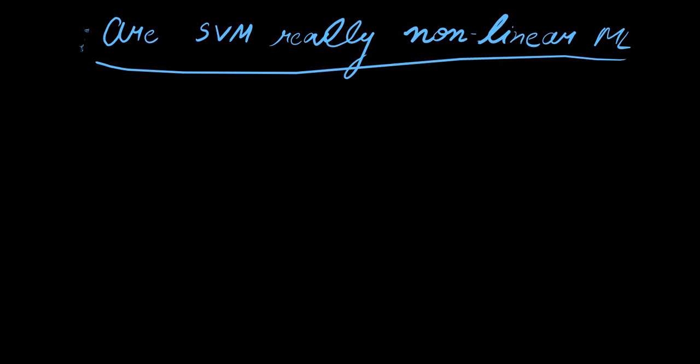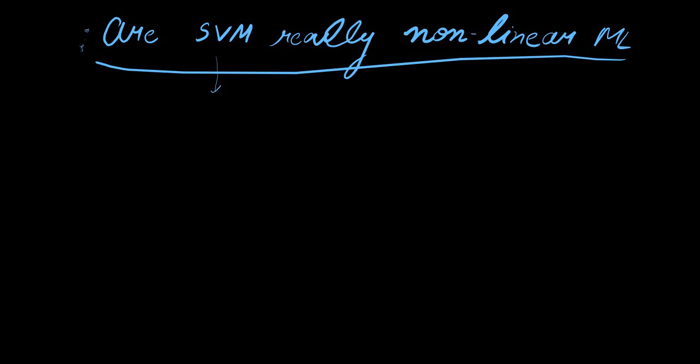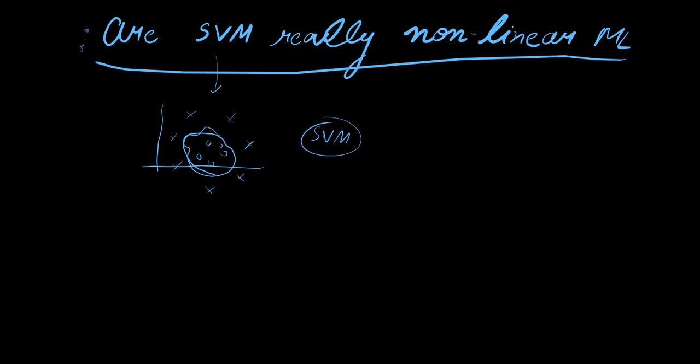So you might have heard that support vector machines are non-linear machine learning models. That is, the SVM is capable of separating the classes using a non-linear decision boundary also. If we have two classes in a two-dimensional space like this, you might have seen that support vector machines can separate these classes by a non-linear decision boundary like this, a circular arc or an ellipsoidal shape.